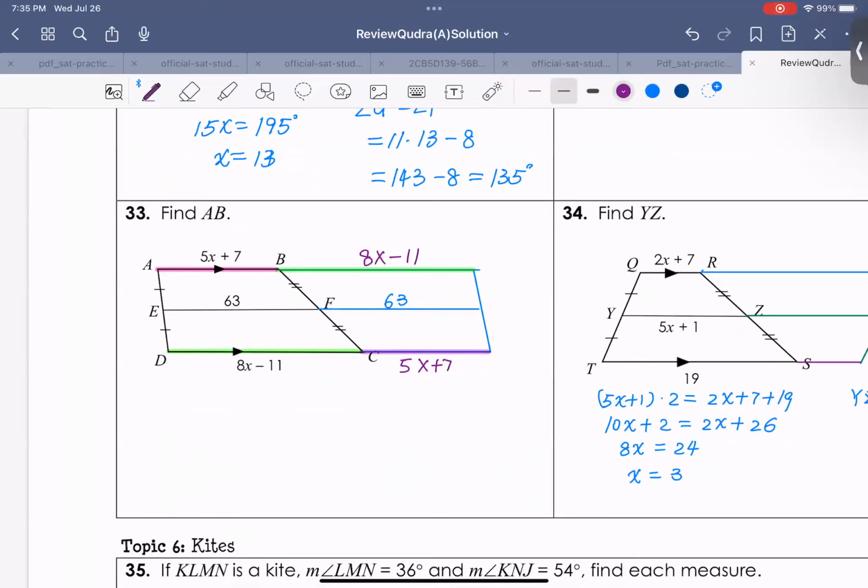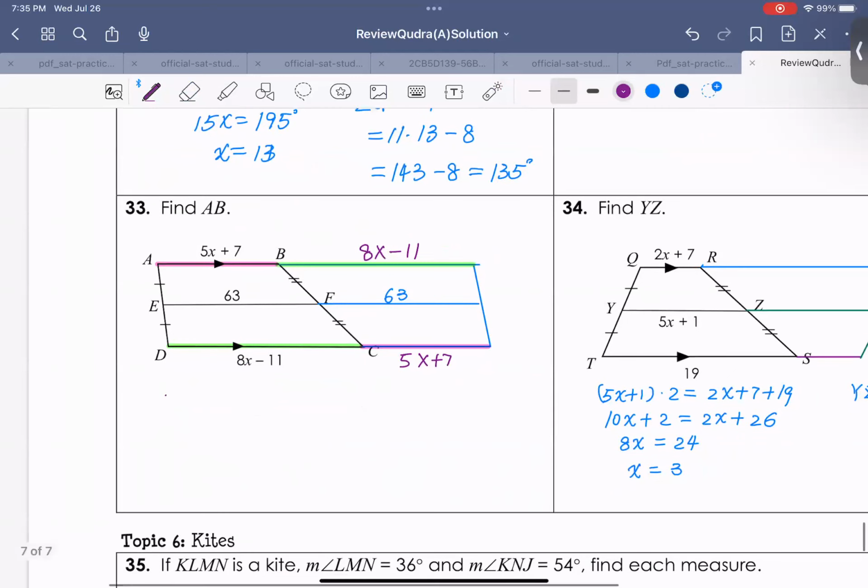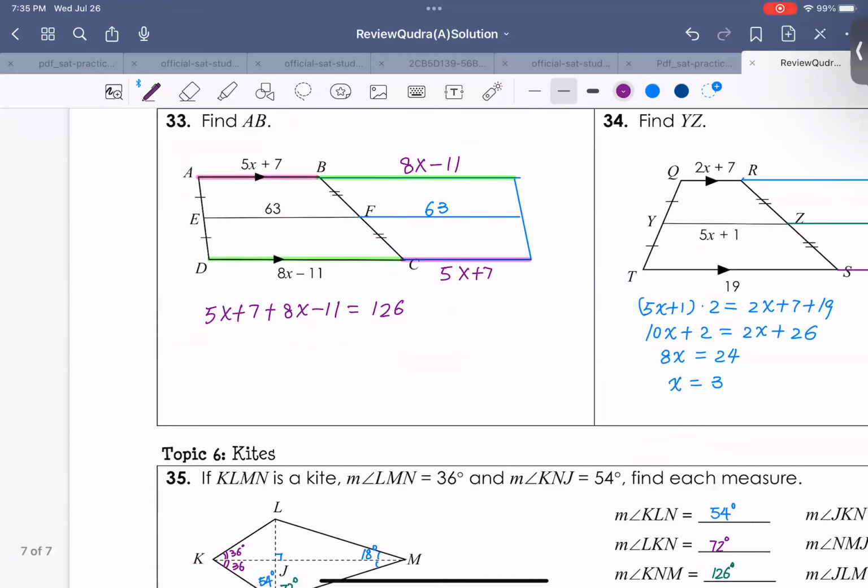So 5x plus 7 plus 8x minus 11 equals 126. Yes. Let's solve this. 13x minus 4 equals 126, and 13x equals 130, so x equals 10. AB will be 57.